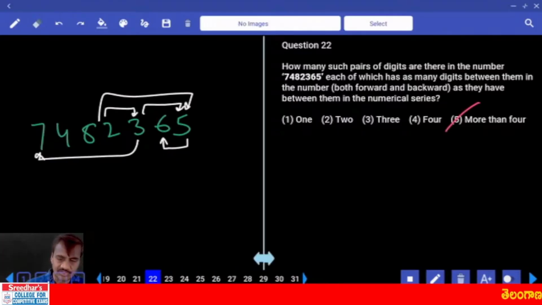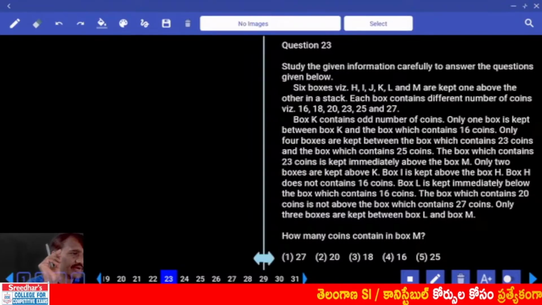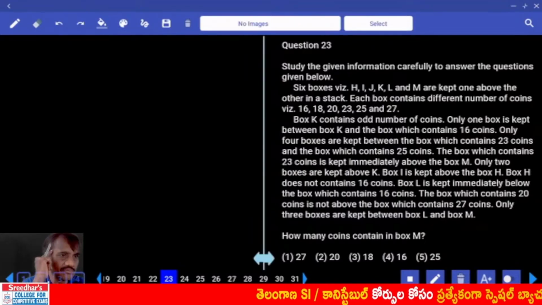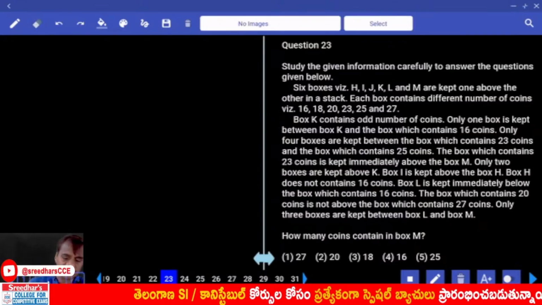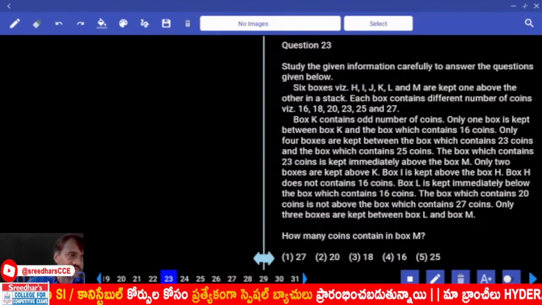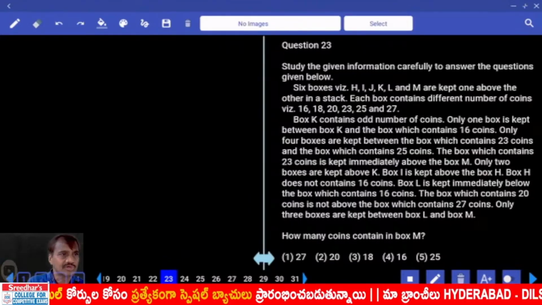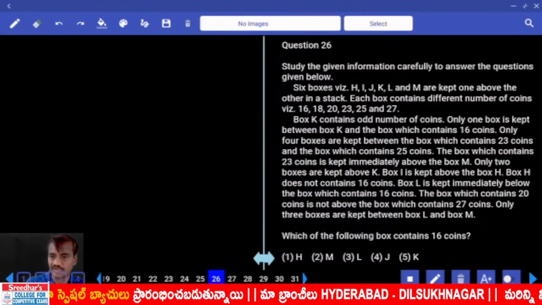Then the next one, 23 onwards. Now 23 onwards there are some 6 boxes. Now 6 boxes were there and they contain different numbers of points. First or second priority? Second priority. Clear? Definitely under the second priority, because now a parameter is added, the 2 numbers were given, and as of now we have worked out all the earlier questions. Hence definitely under the second priority.